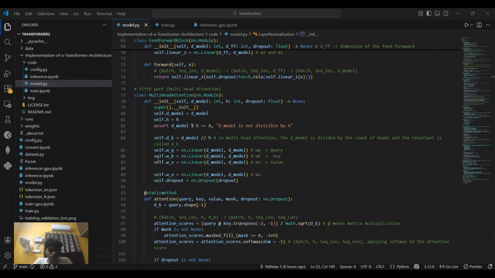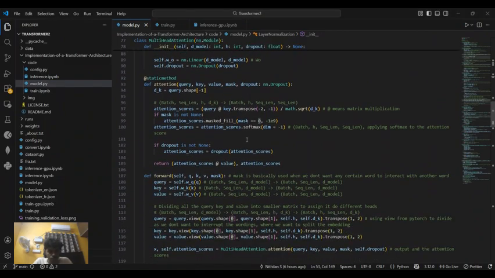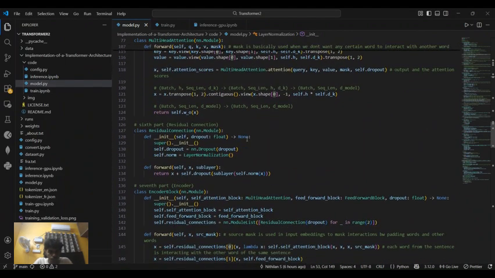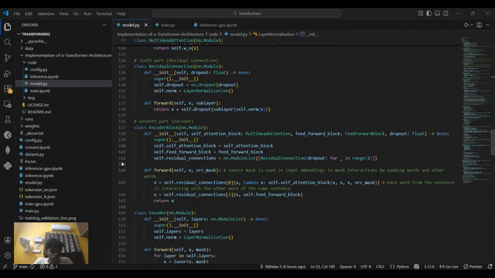Residual connection. Residual connections add the input directly to the output of a sublayer. This helps prevent vanishing gradients and enables deeper networks.